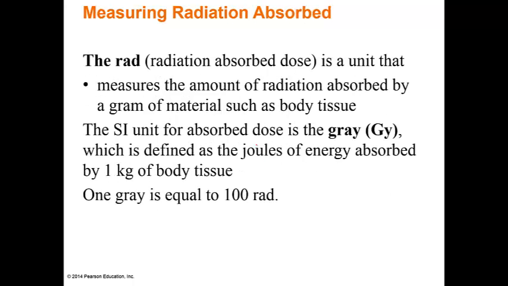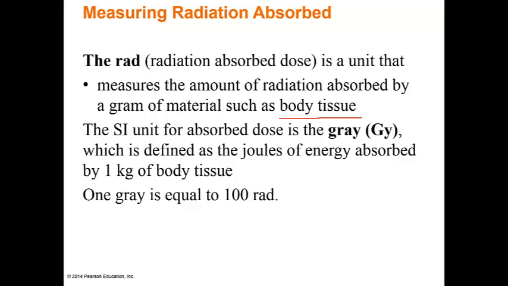So the rad is the radiation absorbed dose. It measures the amount of radiation absorbed by a gram of material such as body tissue. We've all seen movies where someone says, I've been exposed to a dirty bomb, or I've been exposed to radiation, and they go, how many rads? So this is what they're talking about: the amount of radiation absorbed by a gram of material, such as body tissue. Body tissue is often used because we worry about a human being being around radiation.